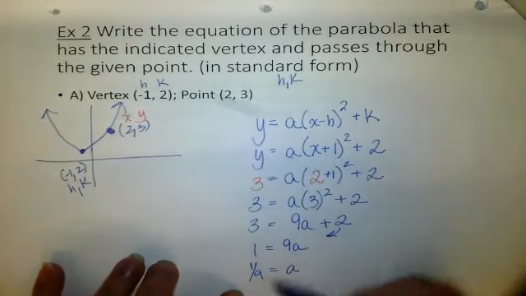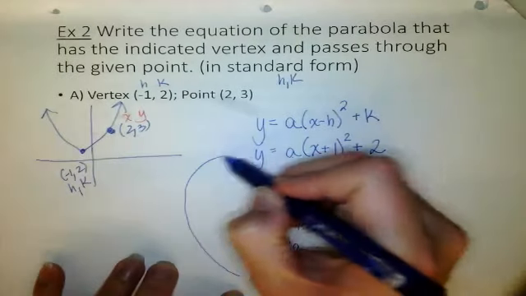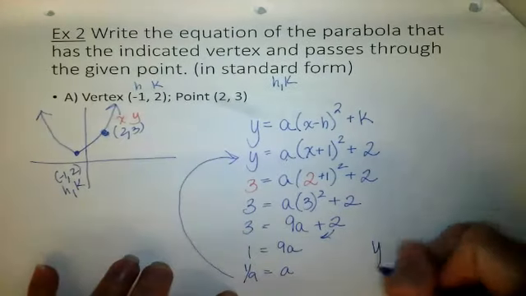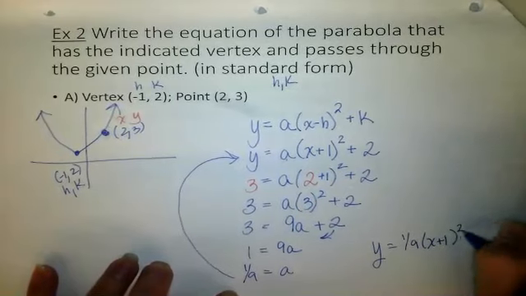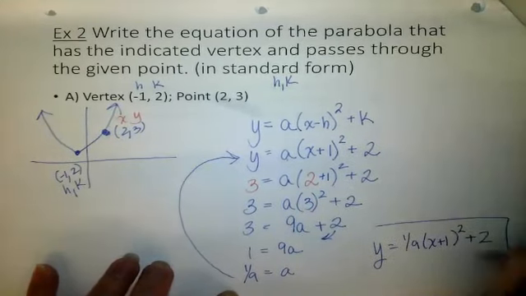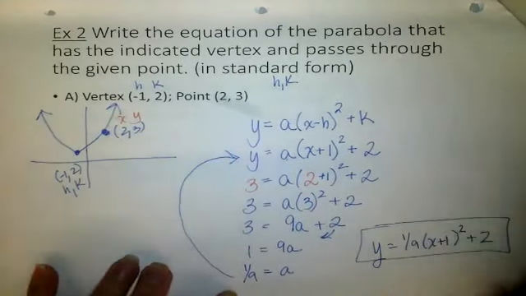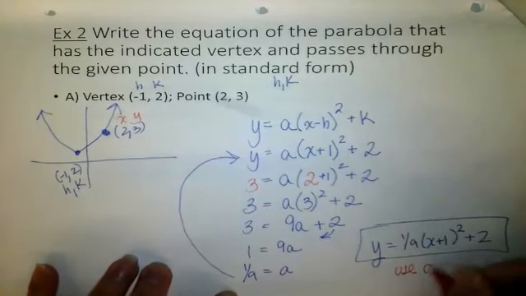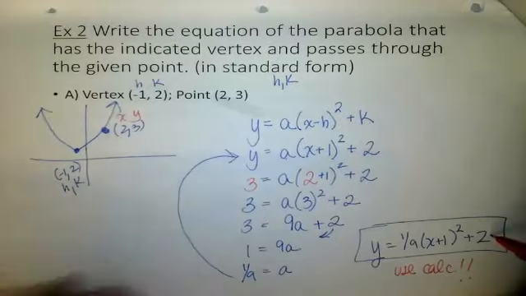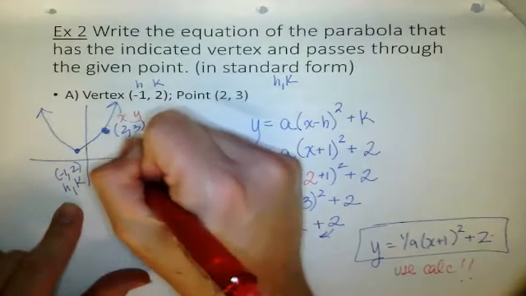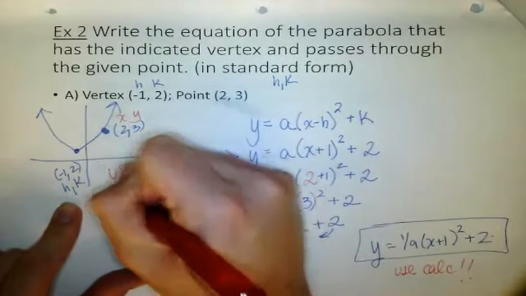What do you got to do with the 1/9? Plug it back into your equation. So you get 1/9 times the quantity X plus 1 squared plus 2. Can you check this equation? Yes, absolutely. It's an equation. Use your calculator to graph it, and then use trace to check the points.